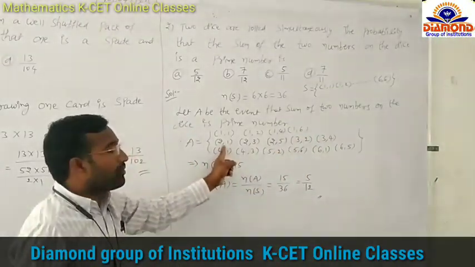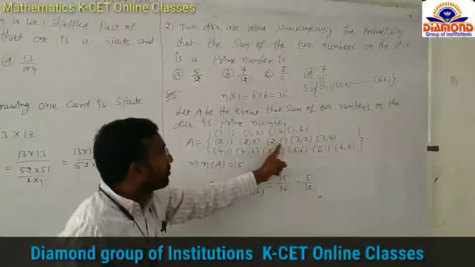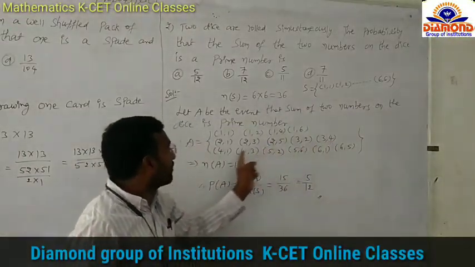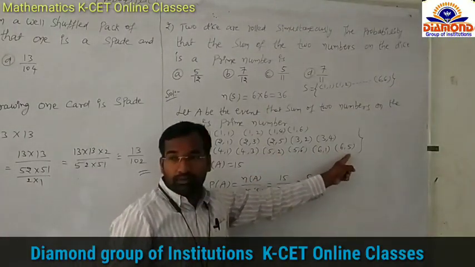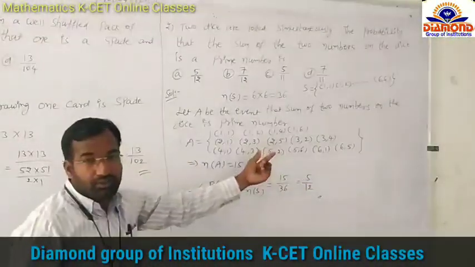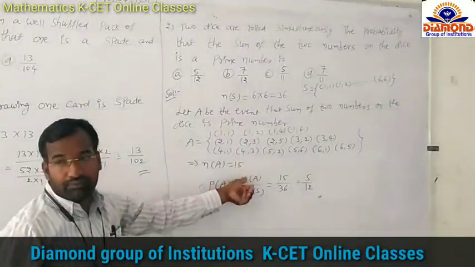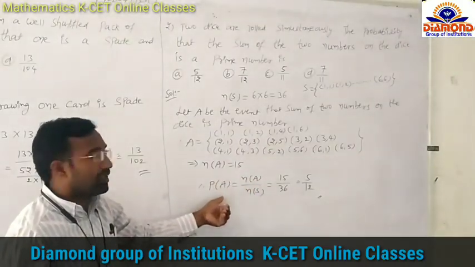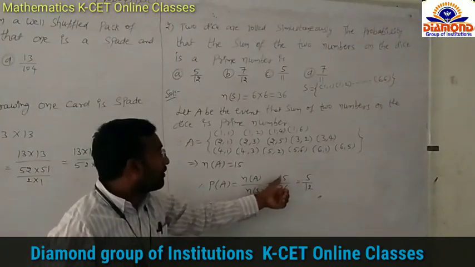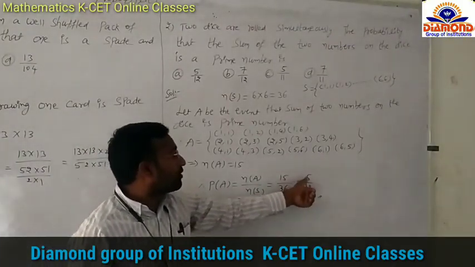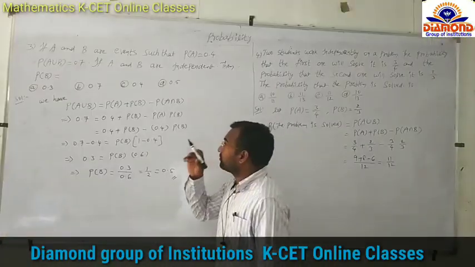Next (2,1): 2 plus 1 is 3. Similarly going on: (2,3), (2,5), (3,2), (3,4), (4,1), (4,3), (5,2), (5,6), (6,1), (6,5). Like this, the sum of the two numbers is a prime number. Total how many came? 15. So n of A equals 15. The required probability P of A equals n of A by n of S, equal to 15 by 36, equal to 5 by 12. So the option is A.